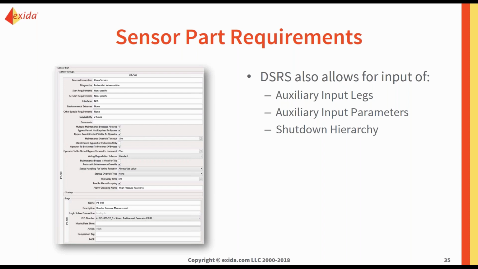And then we have leg information. You have the sensor name, description. This would come right from the Silver module. You have the logic solver connection, your references, PNID number, model data sheet, your action, any comparison tags or maintenance overrides. One thing I couldn't fit in the screenshot was that you can also input auxiliary legs, auxiliary input parameters, and shutdown hierarchy for the sensors. And so here you have all of the information that isn't already defined in the Silver module for the sensors. You have sort of requirements that the implementation team needs to know. In the module, we're not going to make you fill out anything that you already defined in Silver. And so that information will be included in the final report, but it's not going to be shown here in the module.